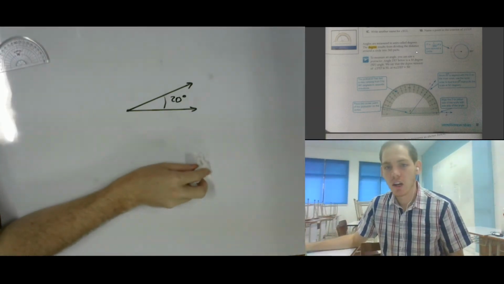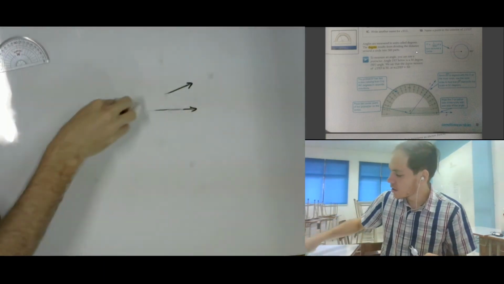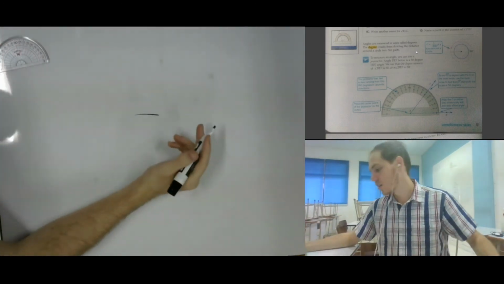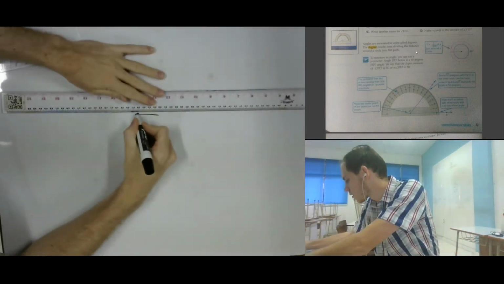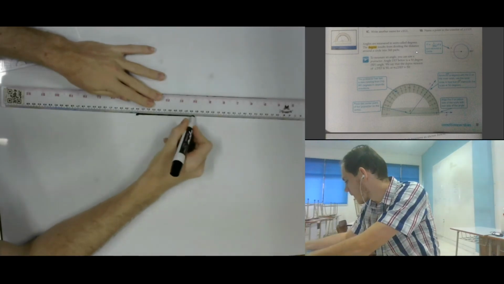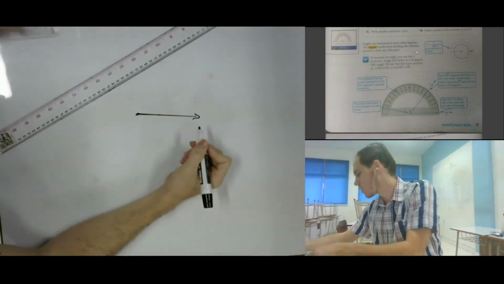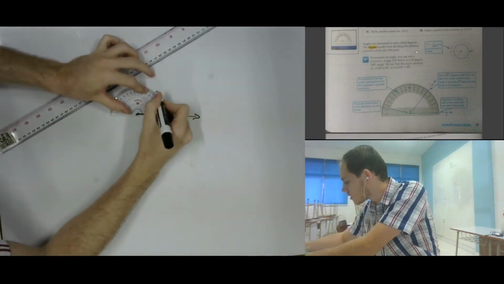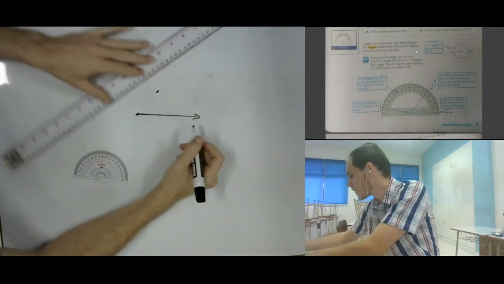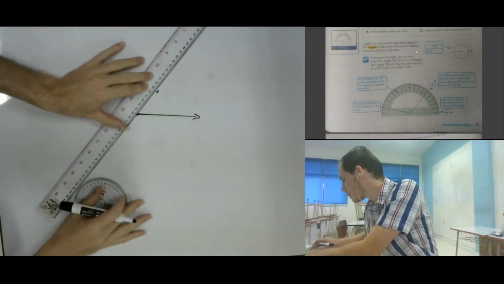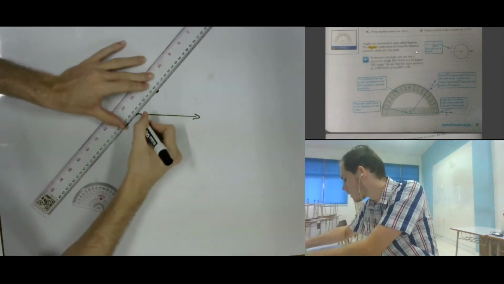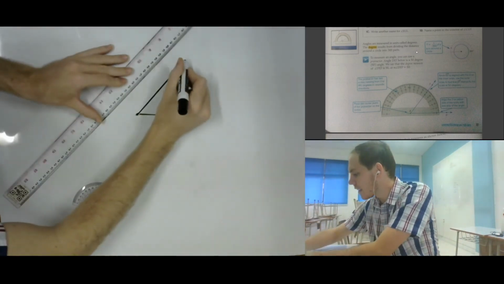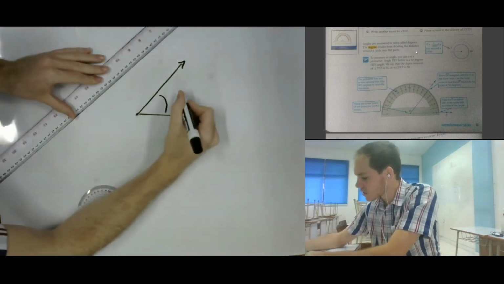The other way you could do this is to set up the baseline. You could set up the vertex, and if you wanted to measure an angle, you put your protractor right over the vertex. If you want to get 50 degrees, you set your point right there and line it up. And I made 50 degrees right there. This is 50.